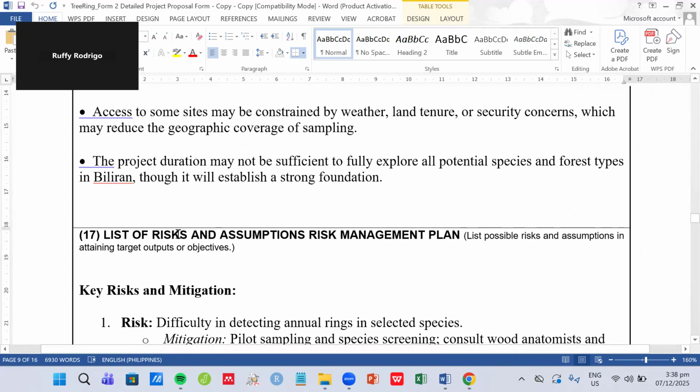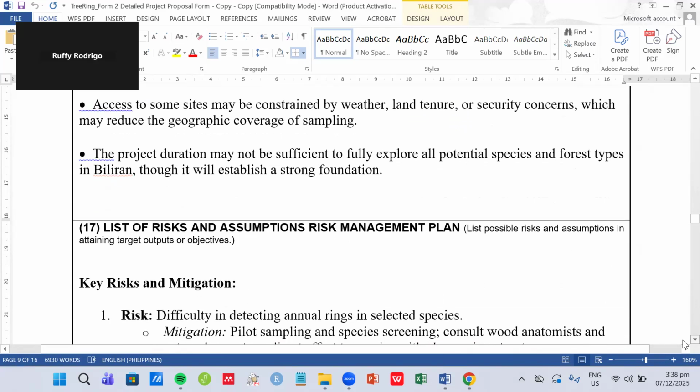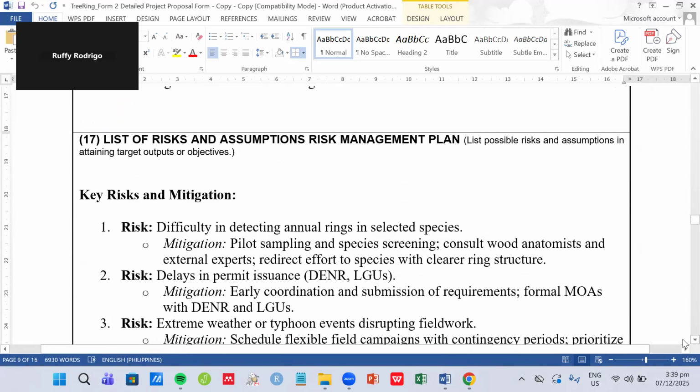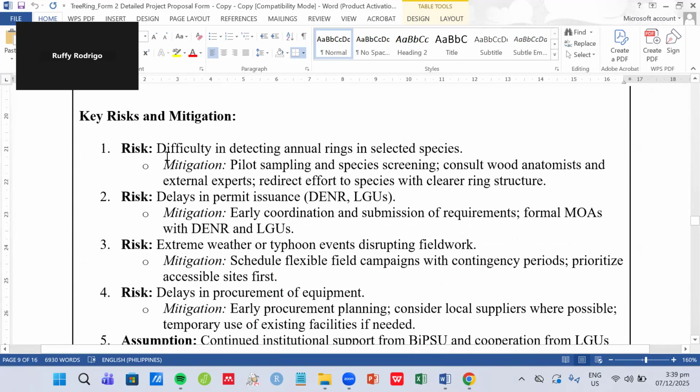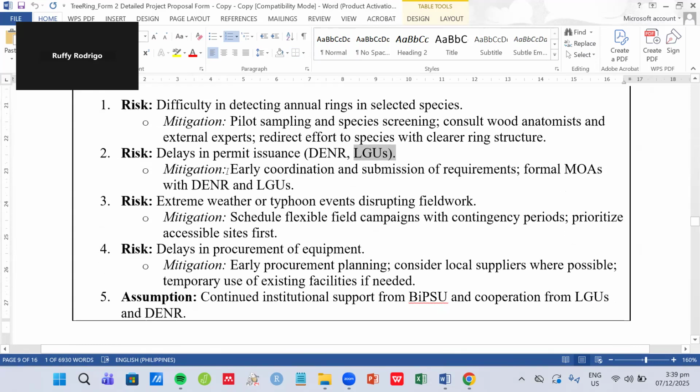But there's another section, the risk assumption and risk management plan. So write the risk and how you mitigate it. Say, for example, the risk: difficulty in detecting annual rings in certain species, which of course always happens. The mitigation is pilot sampling and species screening, and consulting with anatomists and external experts to redirect efforts to species with clear ring structure. And let's say delays in permit issuance, because you have to ask permission from DNR when you core the trees, so this will take a lot of time. And also notification of the LGU where your site is located. So your mitigation is early coordination and submission of requirements.